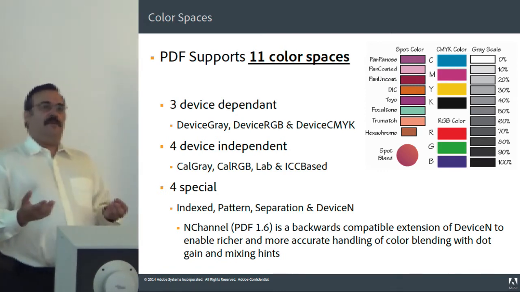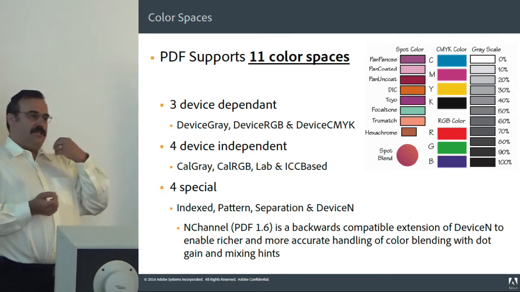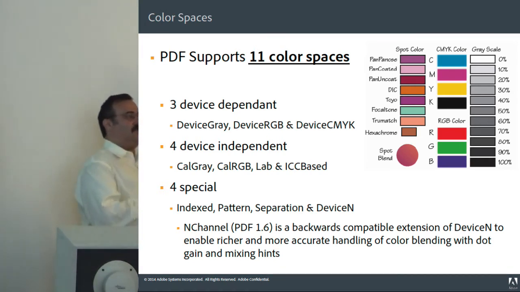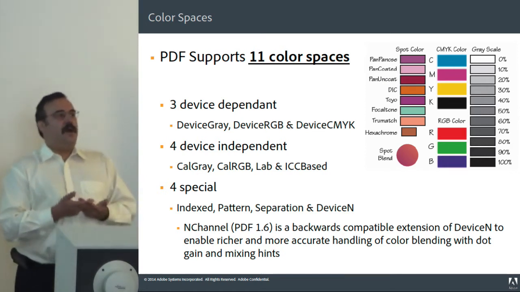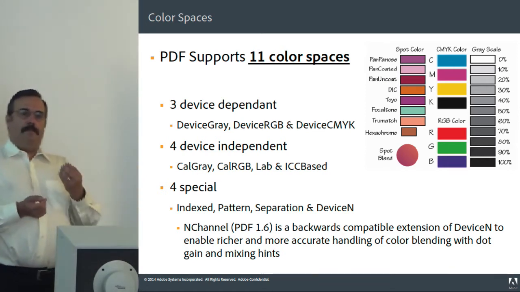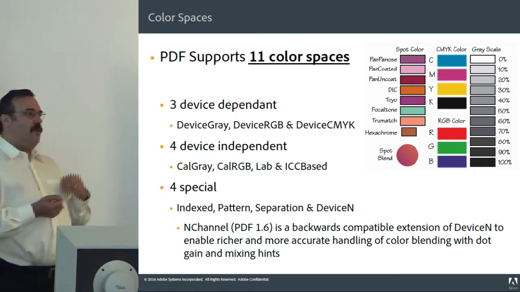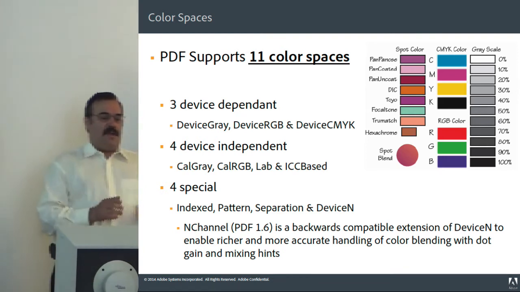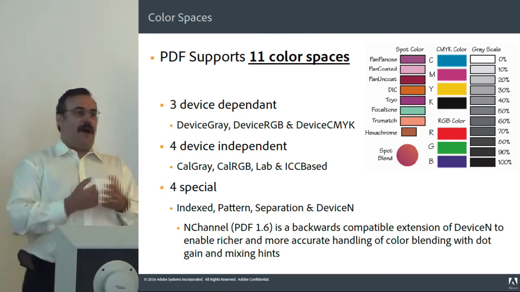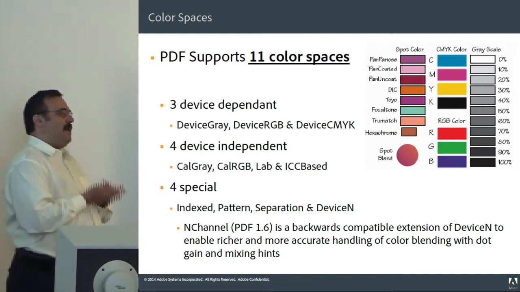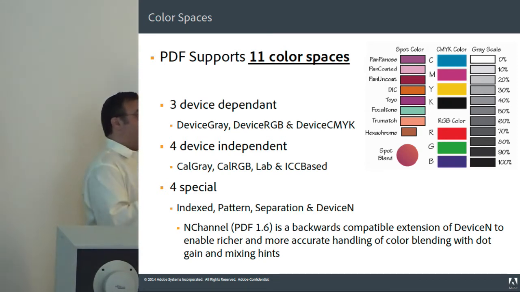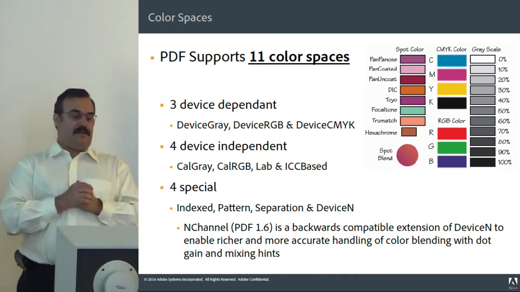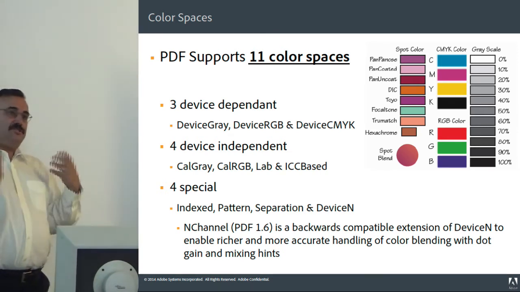So PDF, because it needed to represent not only screen color but print color, had to support all of the different ways in which color could be represented in those models, both specific to a device, what we call device-dependent color, and those are device gray, RGB, and CMYK for the three different models, as well as device-independent color. How do you represent a color that can work and look and act the same on any device? Device-independent color. And then there are special colors.